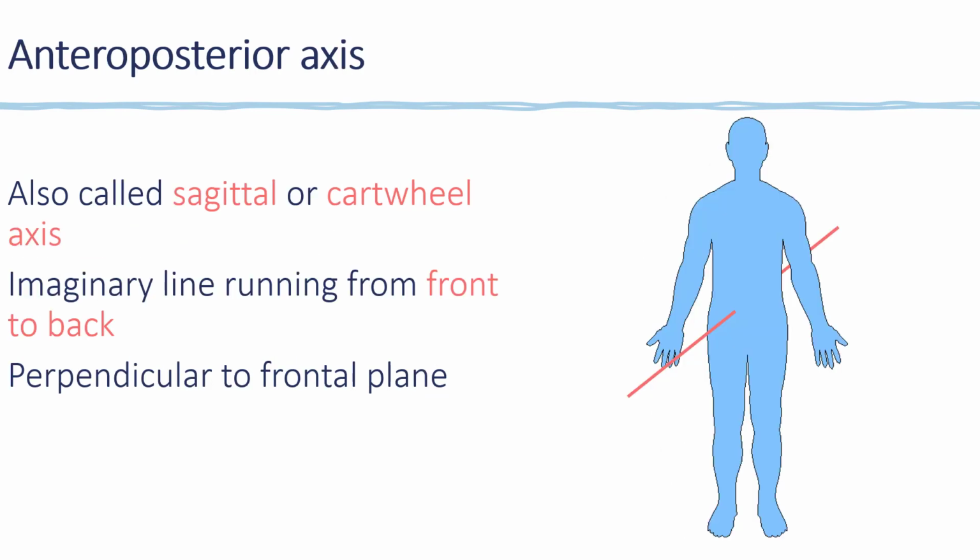Okay, so like I mentioned before, axes are what the motion occurs about. So a motion will be occurring in a certain plane about a certain axis, and that axis is always perpendicular to the plane. So first we have the antero-posterior axis, or the sagittal or cartwheel axis. It's this imaginary line that runs from the front to the back of the person. So it's perpendicular to the frontal plane, which we saw divides the body into front and back sides.